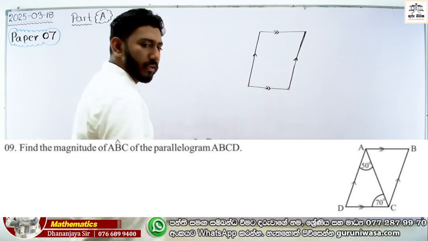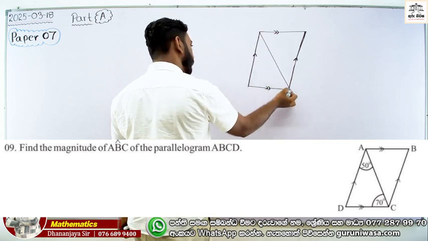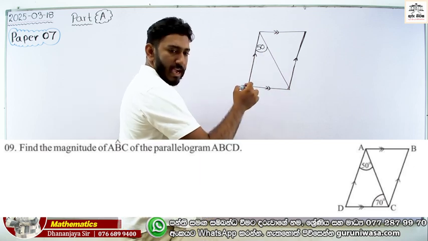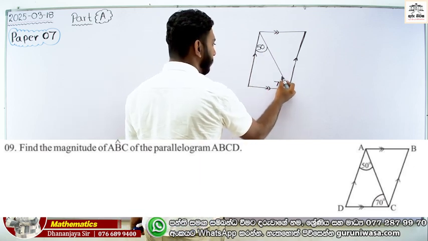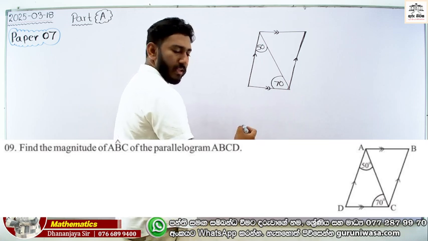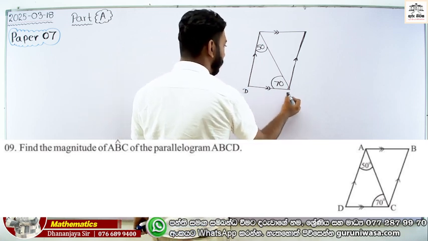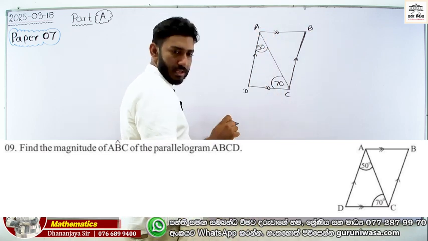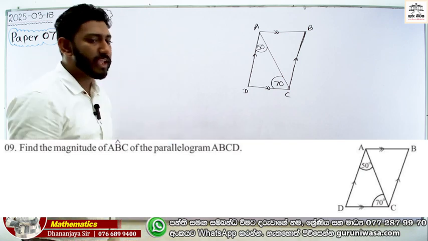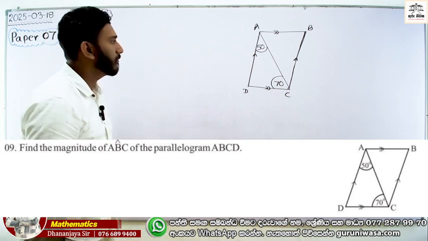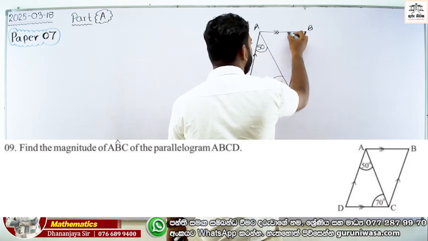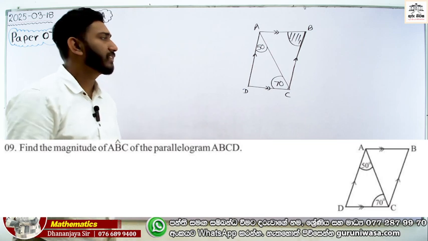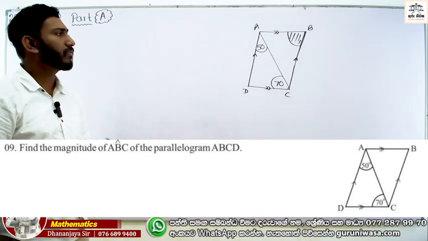And this is a diagonal, and this one becomes 50 degrees, and here is 70 degrees. D, C, B, A, and that's it. Find the angle ABC. Here you need to find the answer for here, right?